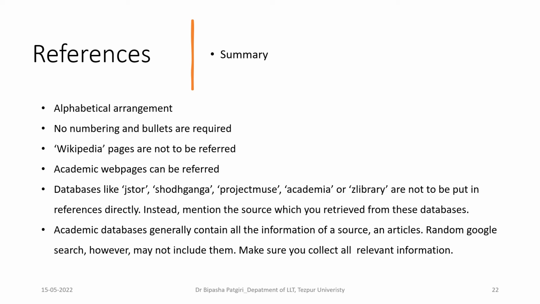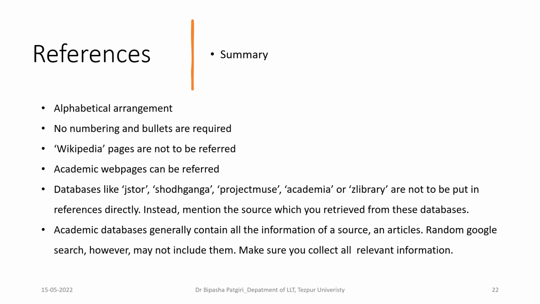Wikipedia pages are not to be referred. As I told you in the beginning of this talk, Wikipedia definitions or information should be used just for understanding. They are not to be referred in the references. Academic web pages can be referred. Any web page like WALS or SIL, SOAS, etc. can be referred to, but within the format I have shown in the previous slide.